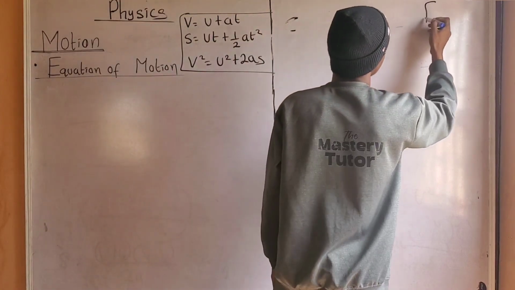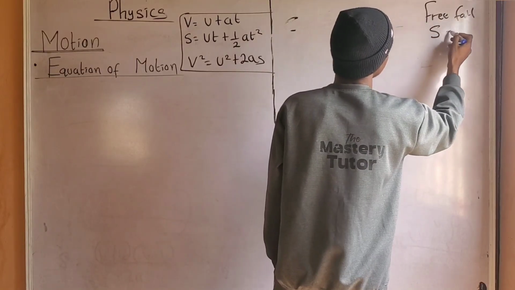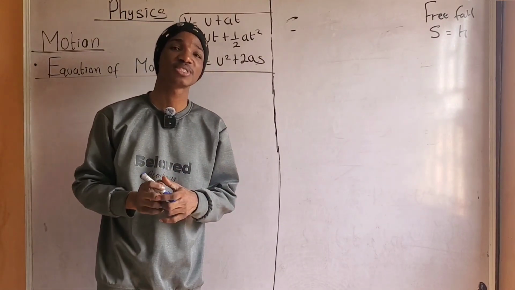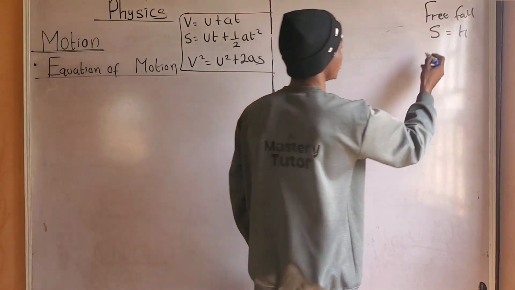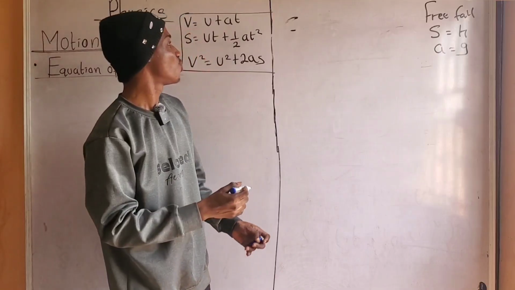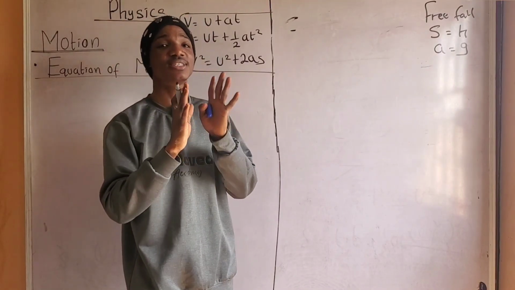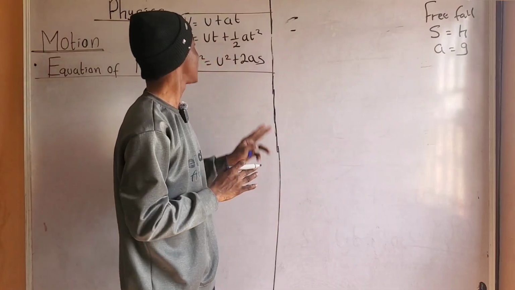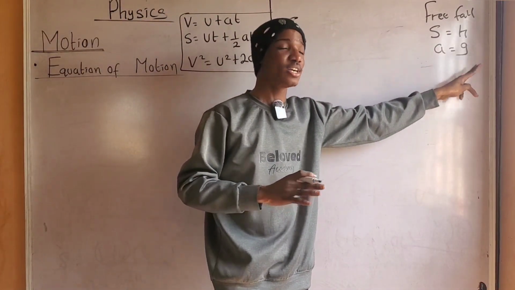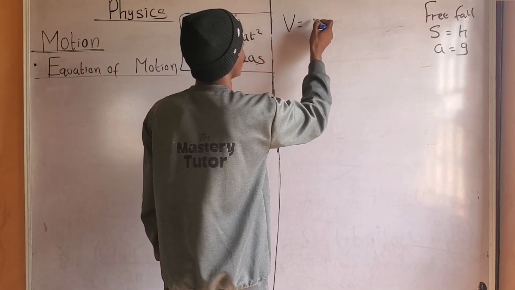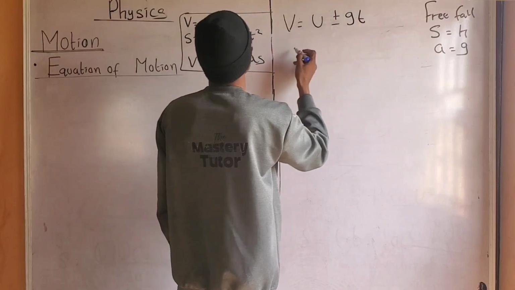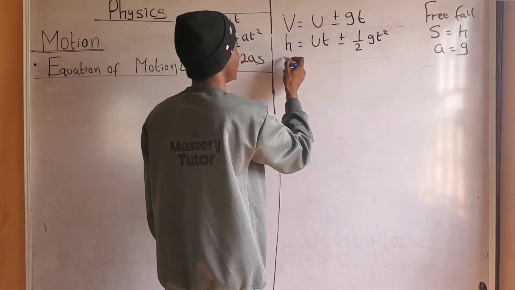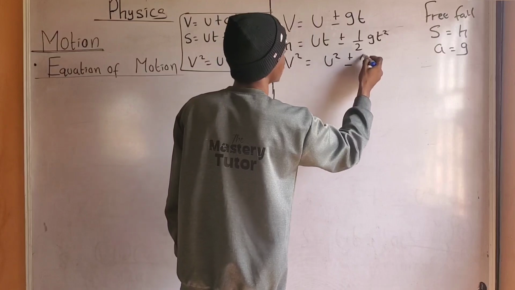For this one, let me put it there. Free fall, gravity. The s will change to h. And another parameter that changes is the a. The acceleration that we're talking about here is acceleration due to gravity. So a will change to g. a equals g. So with respect to those two parameters, they are the ones that change. It is still the same equation, but s changes to h under free fall, and acceleration, which is a, changes to g. So the equations become v equals u plus or minus gt. The second one is h equals ut plus or minus 1 over 2 gt squared. And the third one is v squared equals u squared plus or minus 2gh.